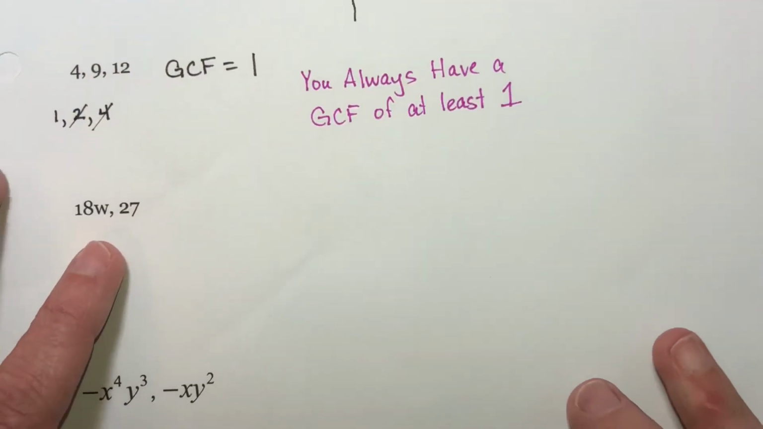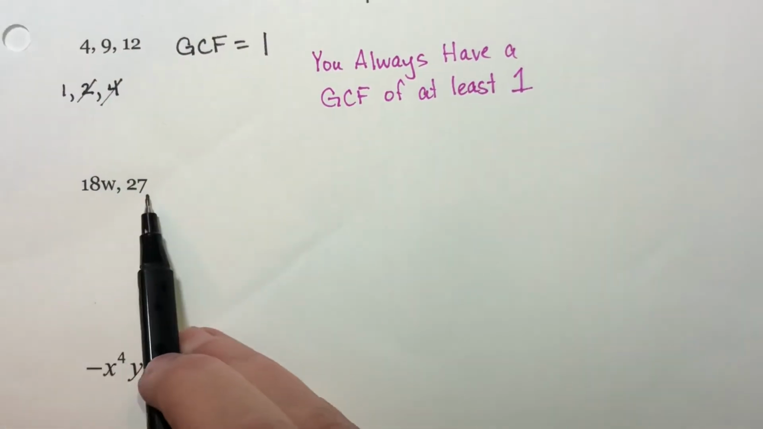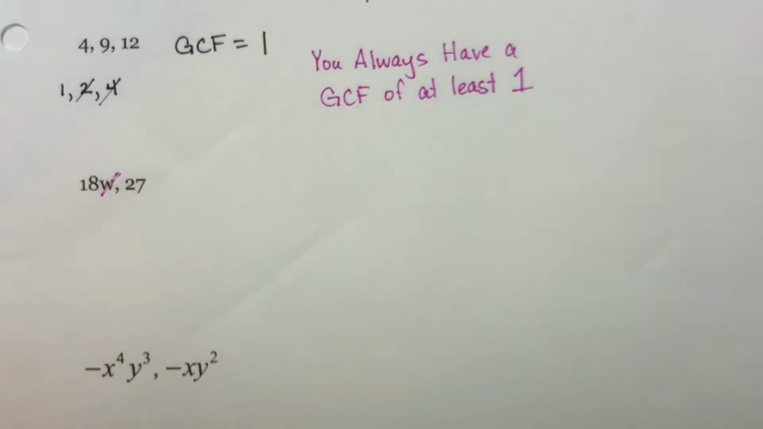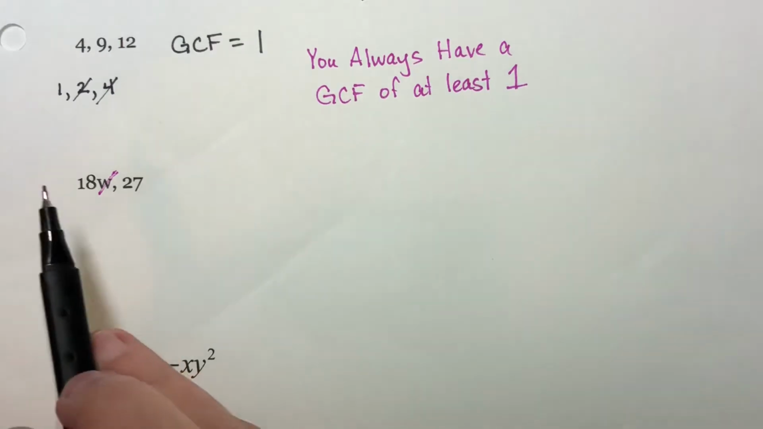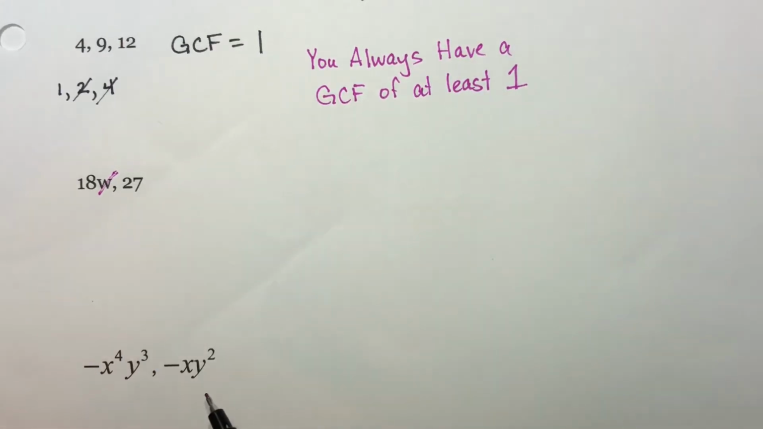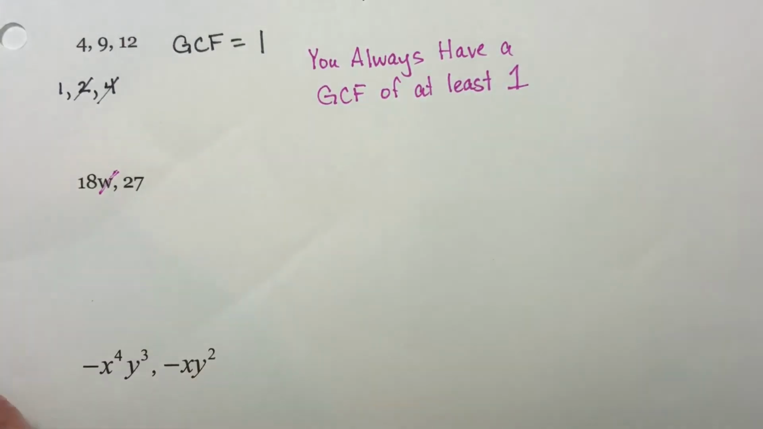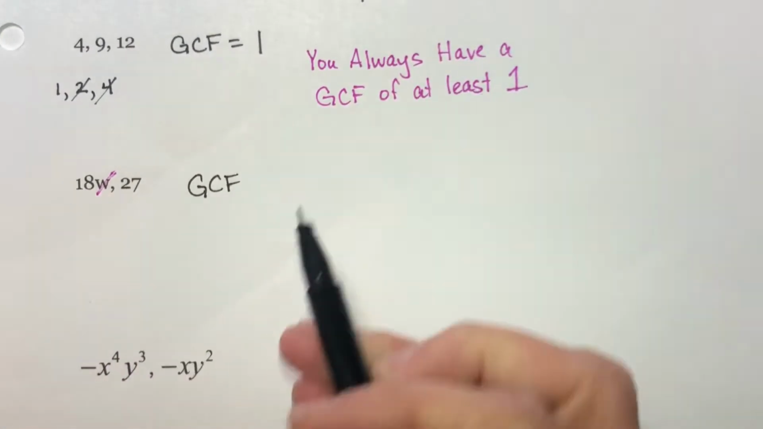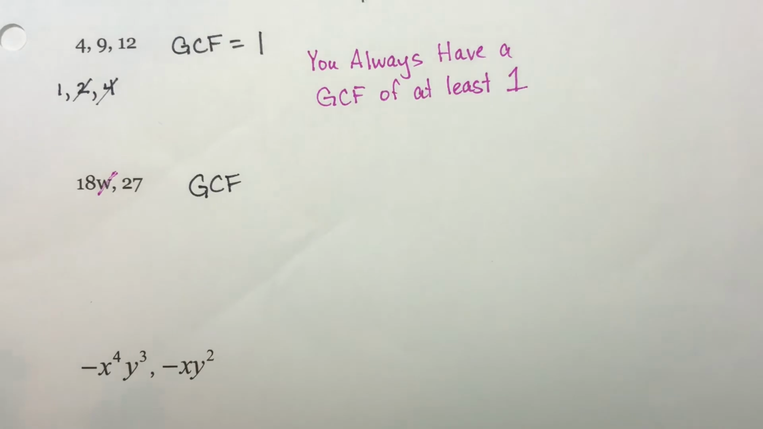Well, the only variable I have here is a W, and there's no W here, so W is not going to be part of my GCF. Now I just need to look at 18 and 27. I know my GCF cannot be bigger than 18. Does 18 divide evenly into 27? And the answer is no.